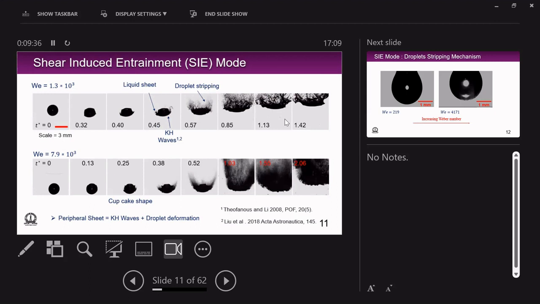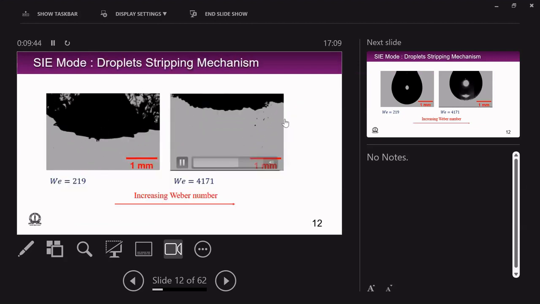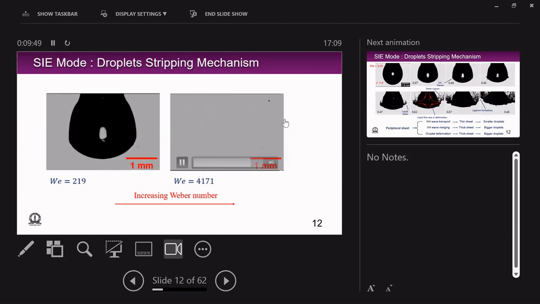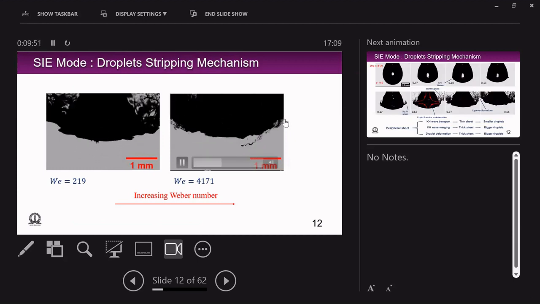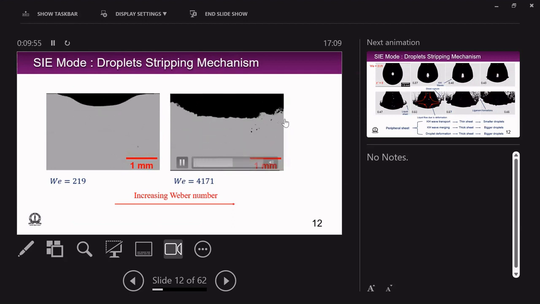What we have in the peripheral sheet is Kelvin-Helmholtz waves plus the droplet deformation. These are the two factors which lead to that. How do we know this? This clearly shows what is going on. Because if you do not really show it, you could say, oh, this guy is talking about Kelvin-Helmholtz, where is the evidence for that? If you look at it carefully, you should be able to see the Kelvin-Helmholtz waves.